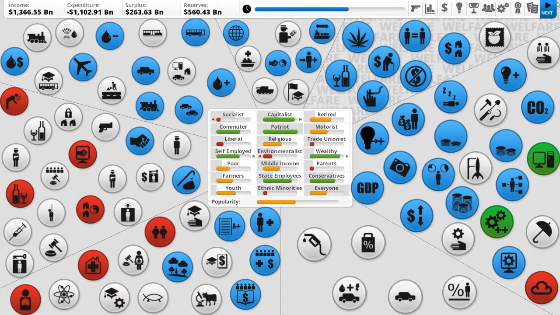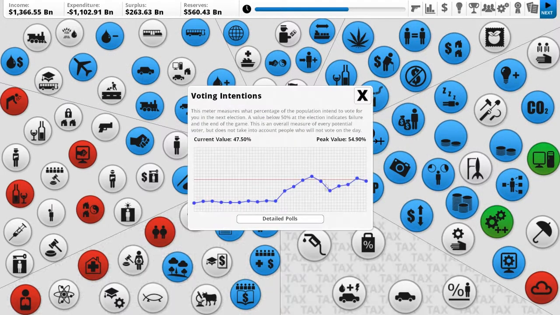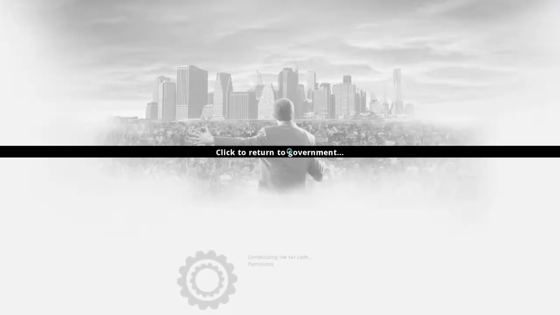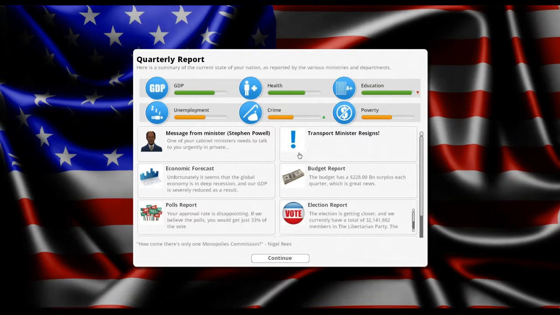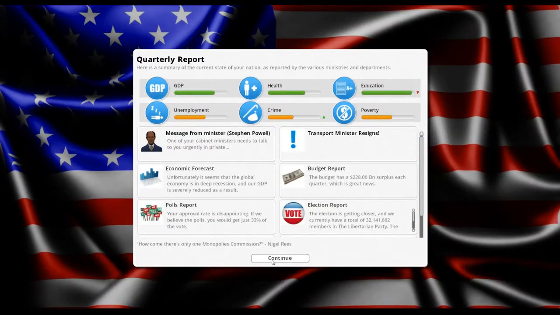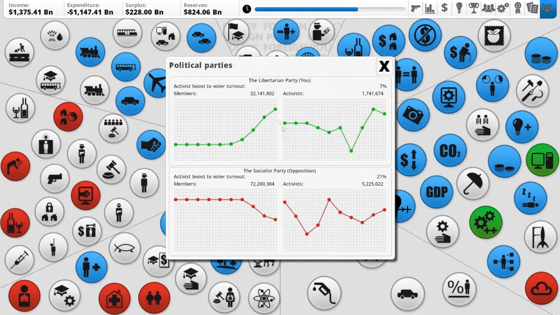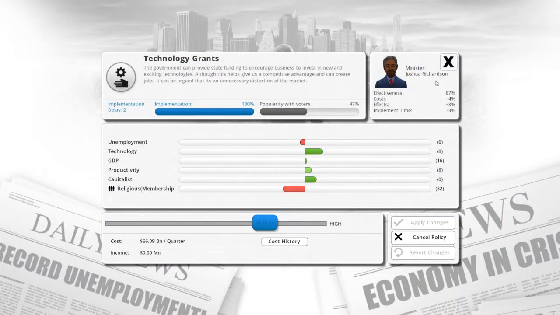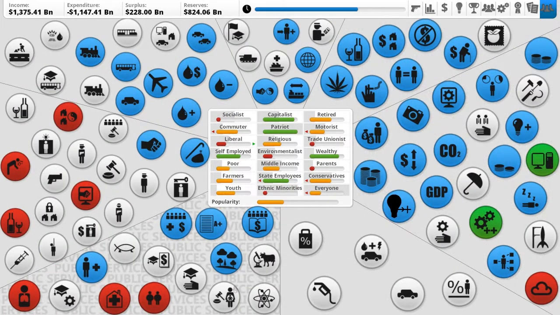Got good reserves, $560 billion. And I'm not over 50% of the electorate. Alright, that's not good. 33. Crap. Crime is going up. Education's going down. Why is crime going up? That doesn't make any sense. Oh, look at that. Look at the party membership. Alright. I still have a... No, I don't have a skills shortage anymore.